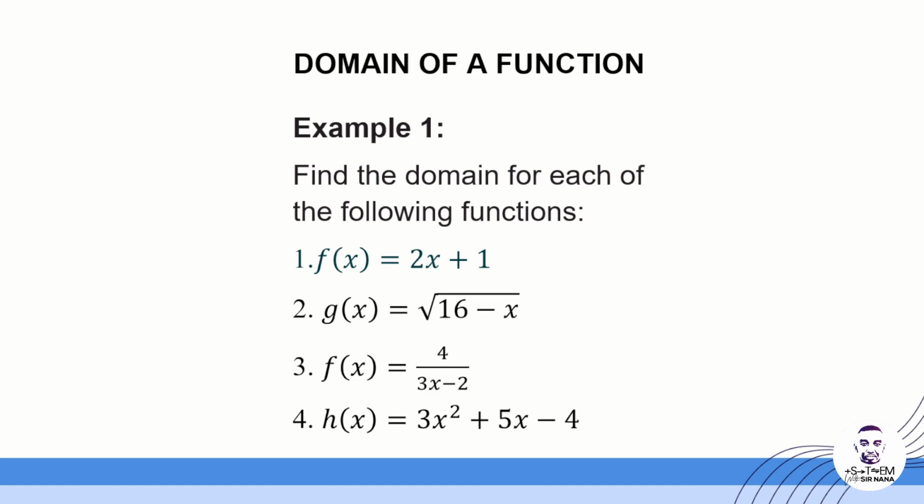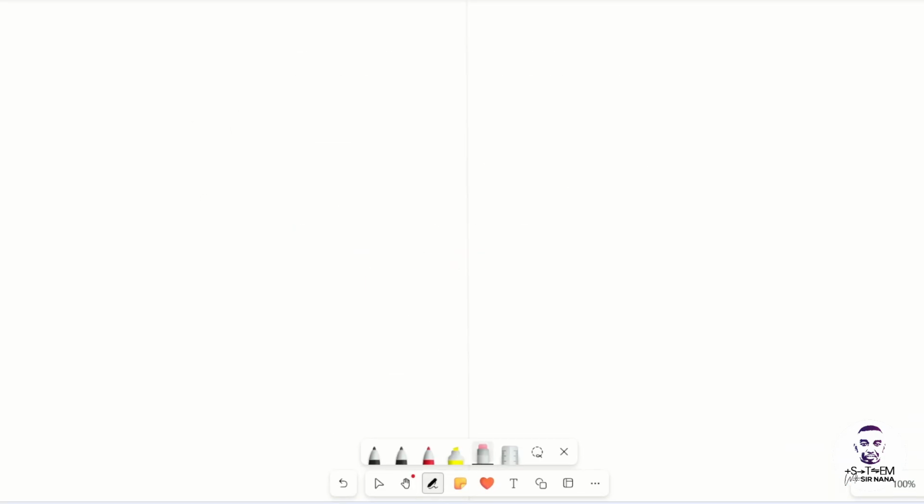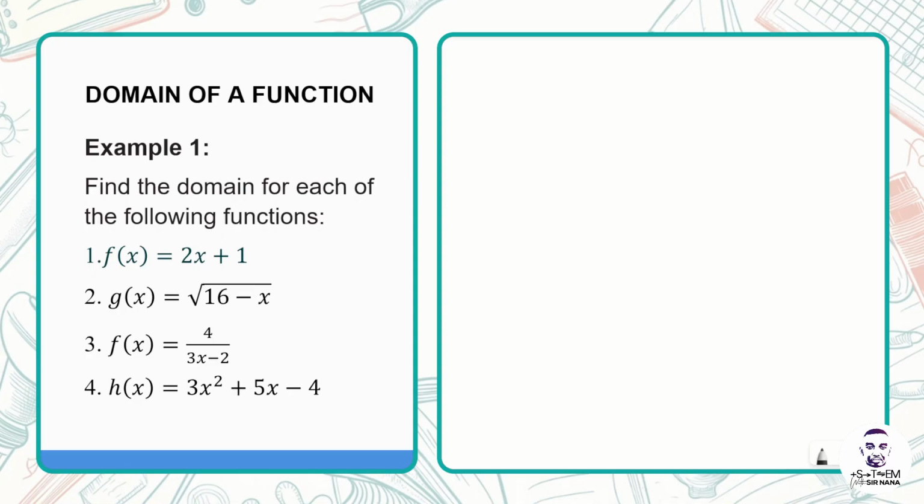So you have been given various functions. One of the functions is f of x equal to 2x plus 1. Another function is g of x equal to the square root of 16 minus x. We have another function, which is 4 all over 3x minus 2. And then we have another function, h of x, which is equal to 3x squared plus 5x minus 4, right? So let's look at how we can find the domain of these functions.